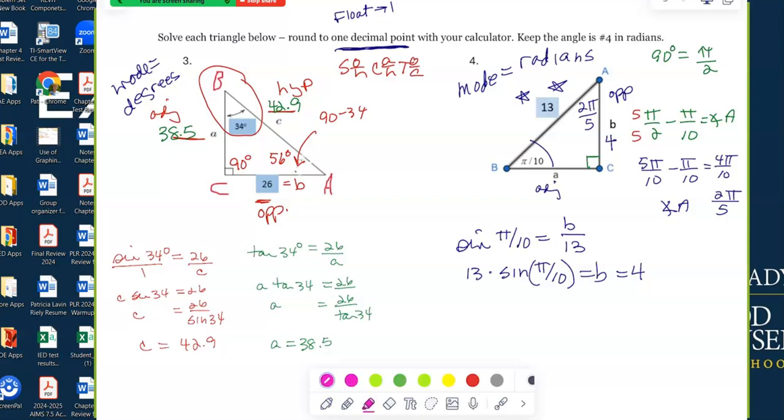I should go back quickly and highlight these answers for you. Okay, so now we're done with that. We have b is 4. That's a happy thing. Okay, and I put it over here as well.